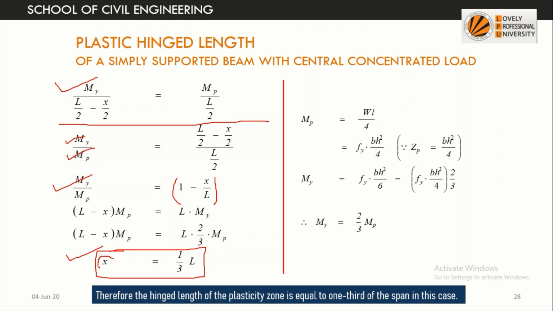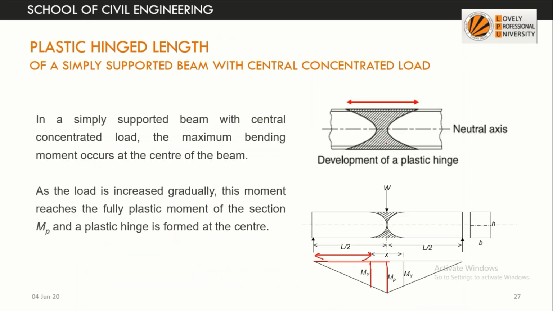From here we can understand that for a simply supported beam subjected to a point load at the midspan, the hinge length of the plastic zone is equal to 1/3 of the span. So what is X? X is the length of plastic hinge. What is L? L is the total span. So from this derivation, X is equal to span by 3. So for a simply supported beam, X is equal to L by 3. 1/3 of the span will be formed as the length of plastic hinge.